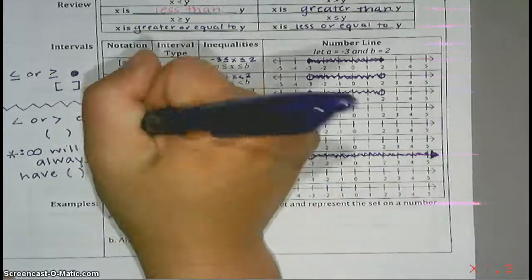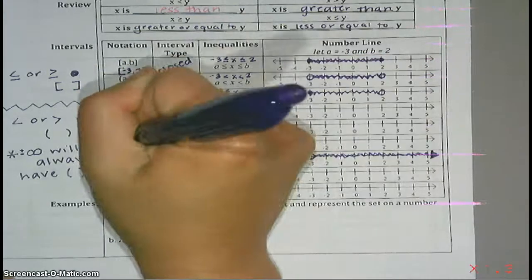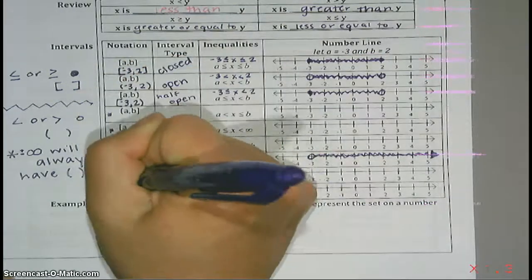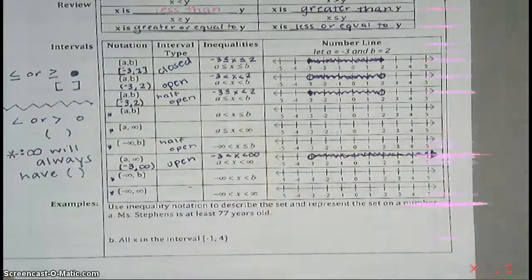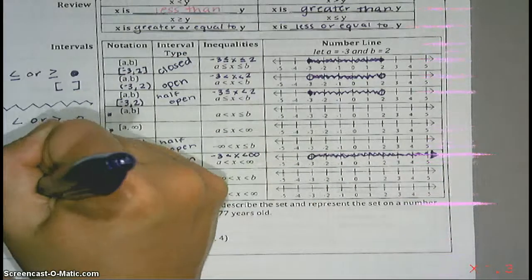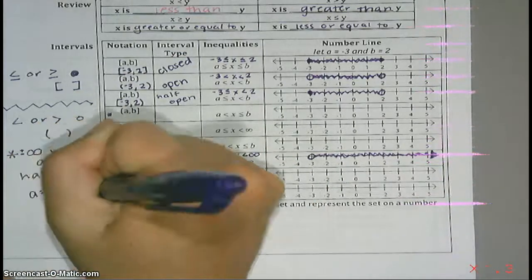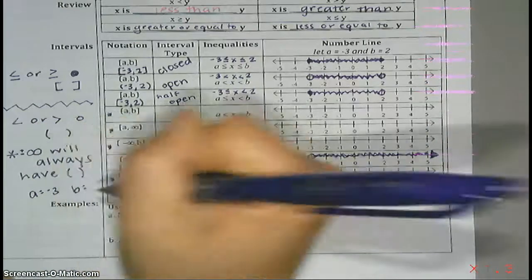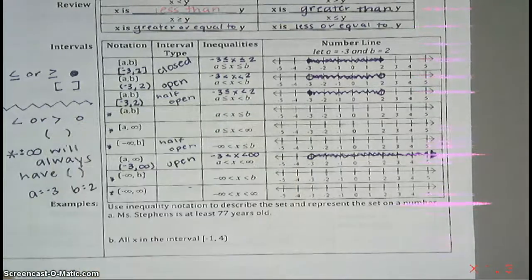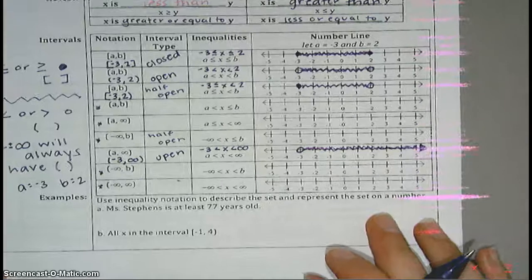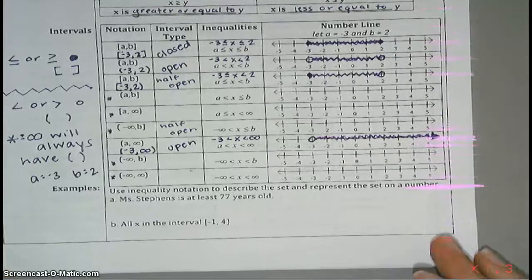I think you have enough information to go ahead and finish the rest of these on your own. Just keep using A as -3, and you can let B equal 2 if that is in there. Okay? And we'll go over those tomorrow if you have any questions. Okay.